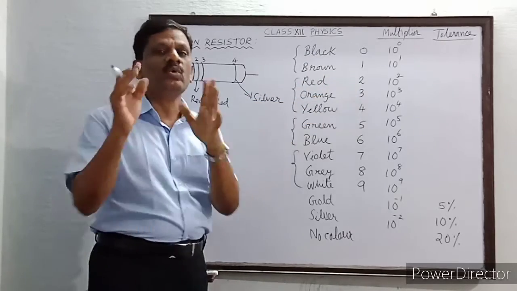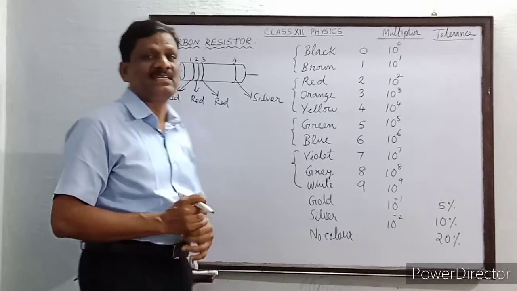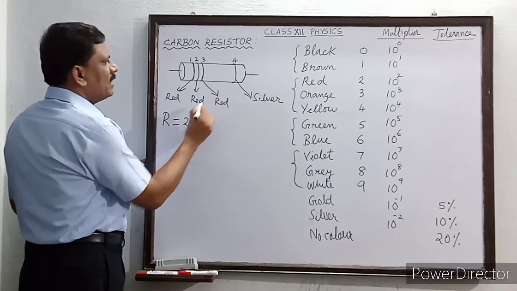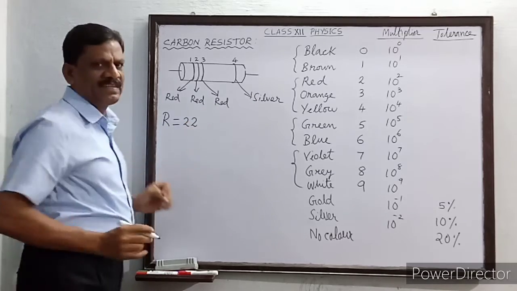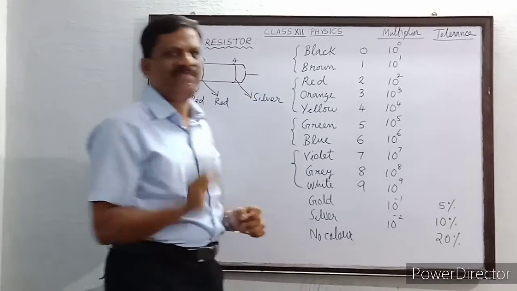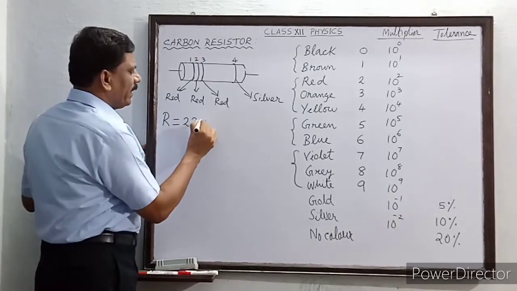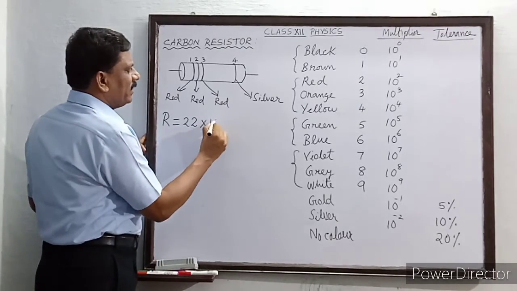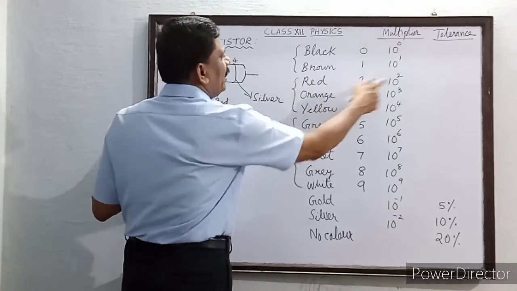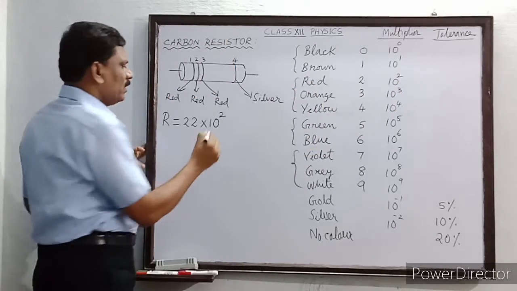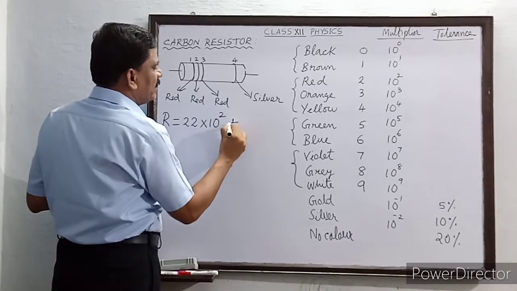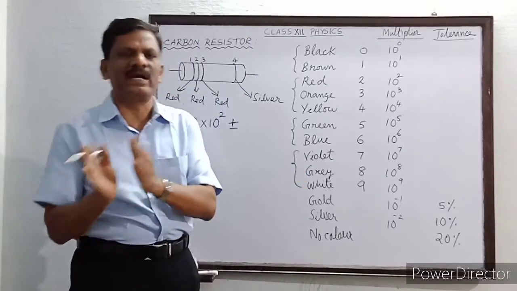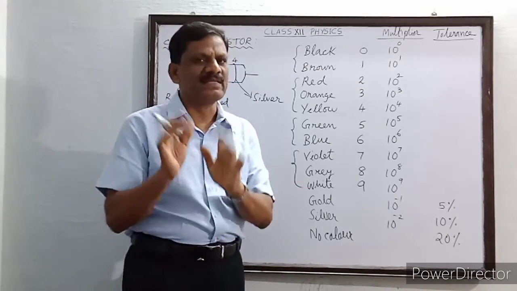One and only value for red is what? 2. So the first 2 digits, I told you, give the significant figures of the resistance. So the value of resistance must be equal to: first is red, 2, second one is red, 2. The first 2 digits give the significant figure of the resistance, multiplied by the decimal multiplier, which means what? Powers of 10. So the third ring is also red. So 10 raised to the power how much? Red is 2. 10 raised to the power 2. And plus or minus. This plus or minus gives you the tolerance level. On the positive side and negative side, by how much the resistance is going to vary. That is the tolerance level.